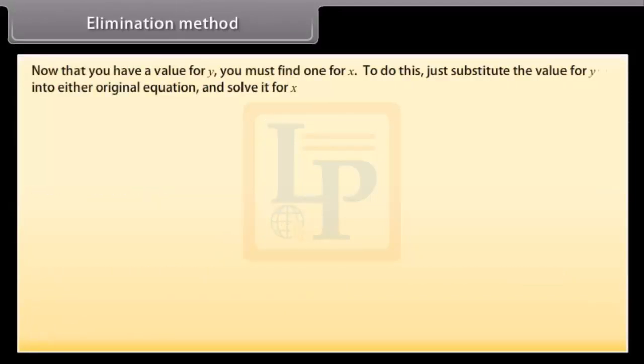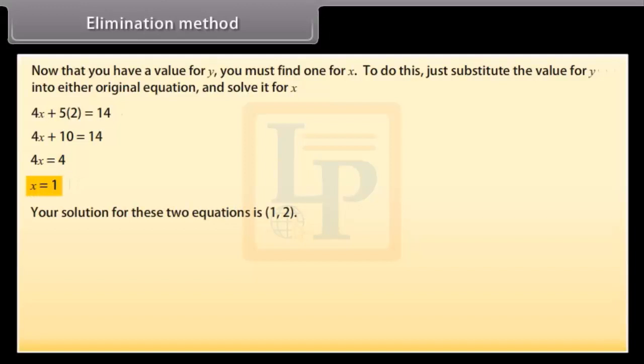Now that you have a value for y, you must find one for x. To do this, just substitute the value for y into either original equation and solve it for x. 4x plus 5 times 2 is equal to 14. 4x plus 10 is equal to 14. 4x is equal to 4. x is equal to 1. Your solution of these two equations is 1, 2.